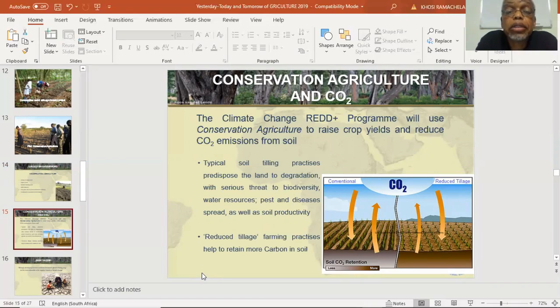reduced emissions and deforestation. Typically, conventional soil tilling practices result in soil degradation and loss of biodiversity, be it microbial biodiversity. The tillage also results in a spread of pests and diseases, as well as reduced soil productivity, because there's a loss of soil structure as you continuously till the land. Hence, conservation agriculture seeks to address that, to reverse that.